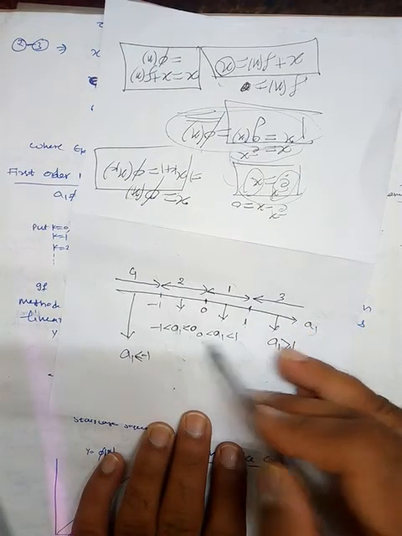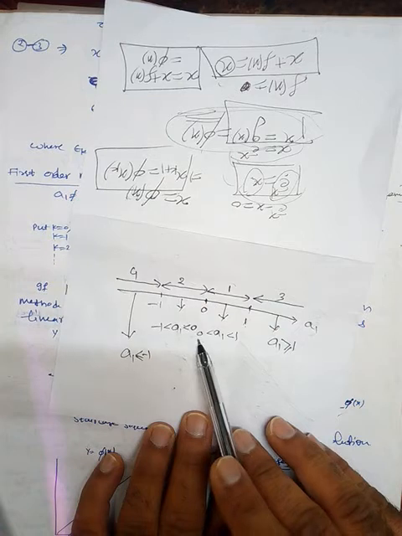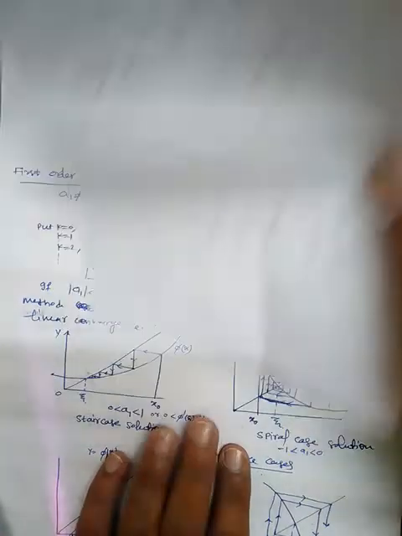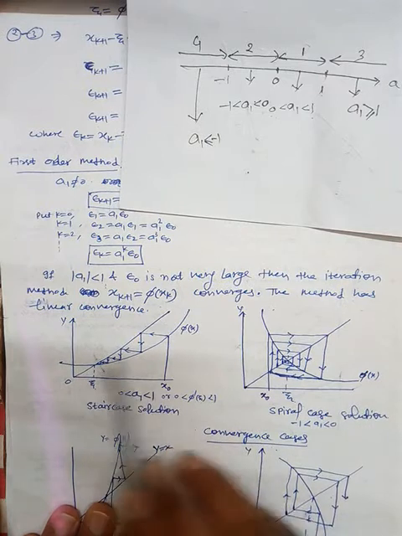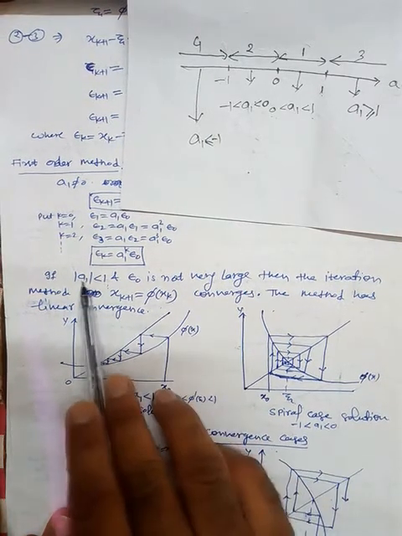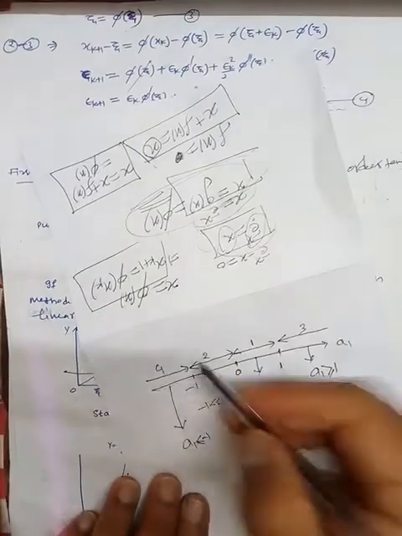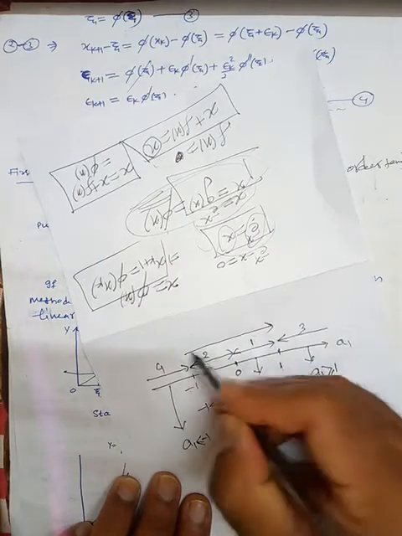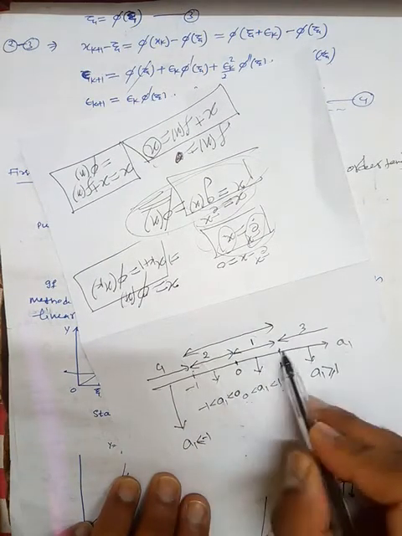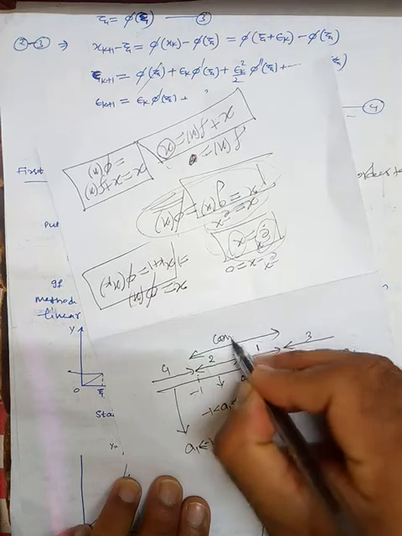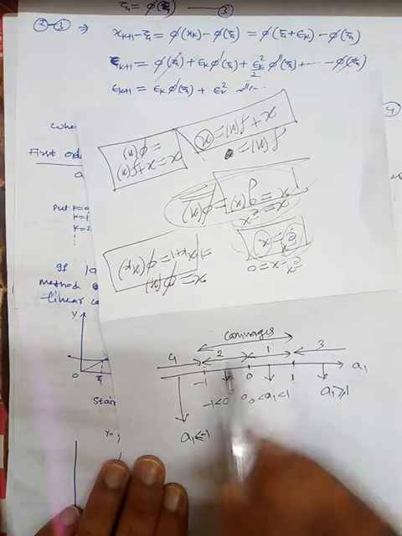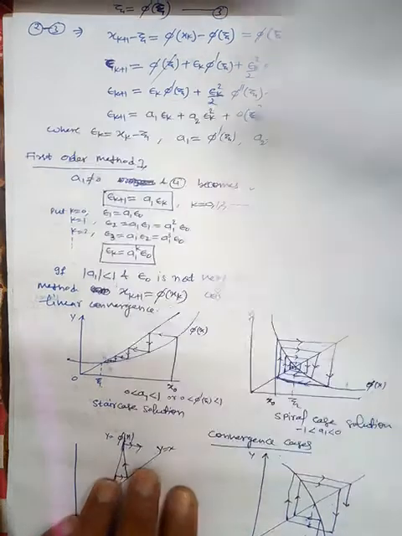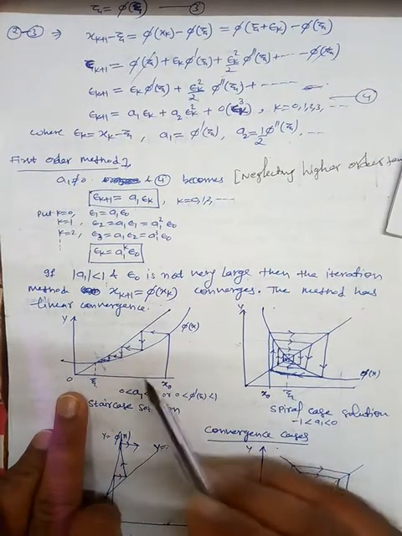Now if you are taking the first part, so your a1 is in between 0 and 1, and in that case we have this type of convergence, staircase convergence, because in this interval, from -1 to 1, the method converges. This is the condition of convergence. So if you are taking this, what happens?